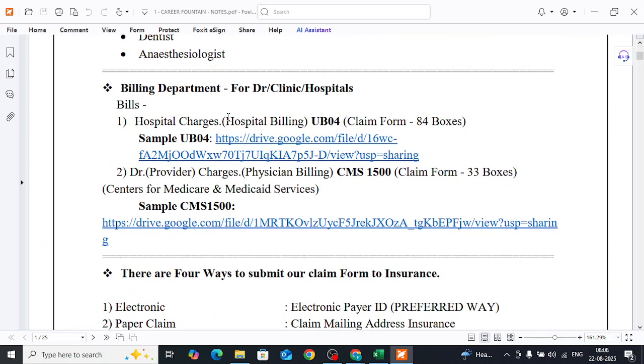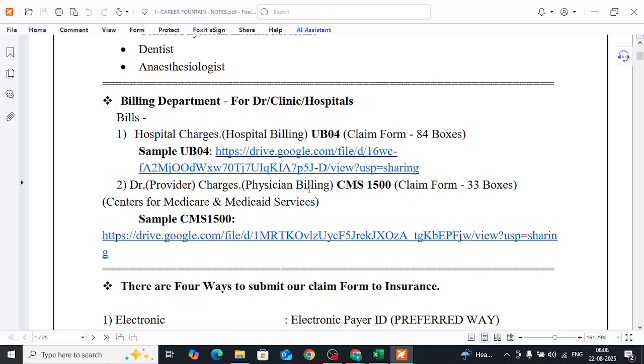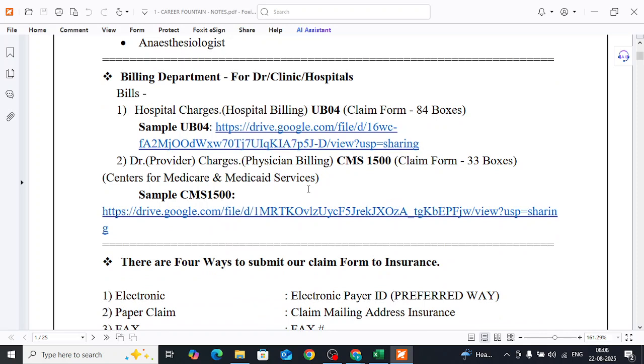The UB04 claim form is used for hospital billing and the CMS 1500 form is used for physician billing, and we are going to focus on physician billing. So it's very important to know the CMS 1500 claim form in detail, because whenever we start work in any company, for any client, for any state, every day at least 30 times we are going to open the CMS 1500 claim form.